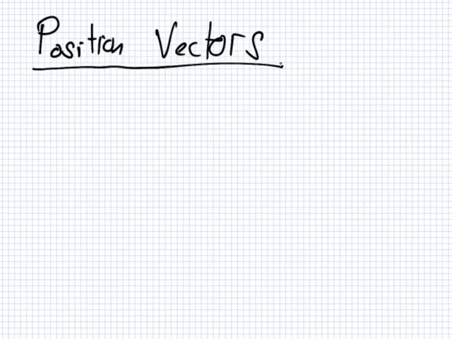Does anybody know what a position vector is? You know? Go on, tell us. What is that certain point? Very good, very good. So, position vectors are these types of vectors.